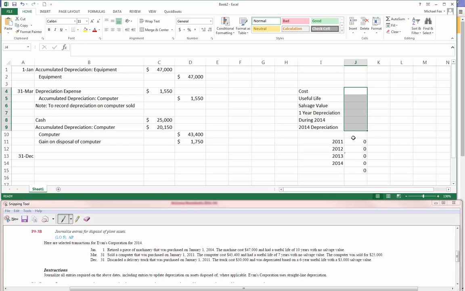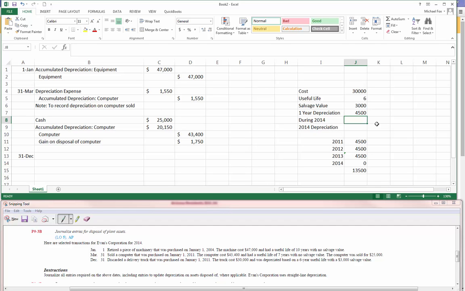We'll delete all these things. And we'll say the cost of that truck was $30,000. The useful life of the truck was 6 years. The salvage value of the truck was $3,000. So 1 year worth of depreciation then would equal the cost minus the salvage value divided by the useful life. So this truck will depreciate at a rate of $4,500 per year.